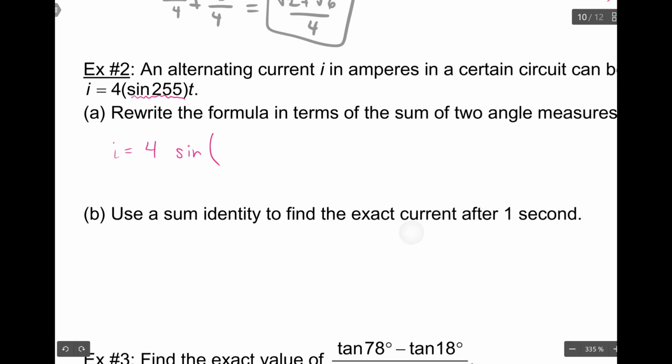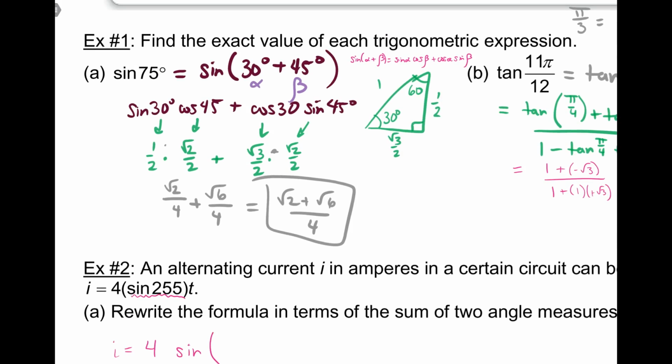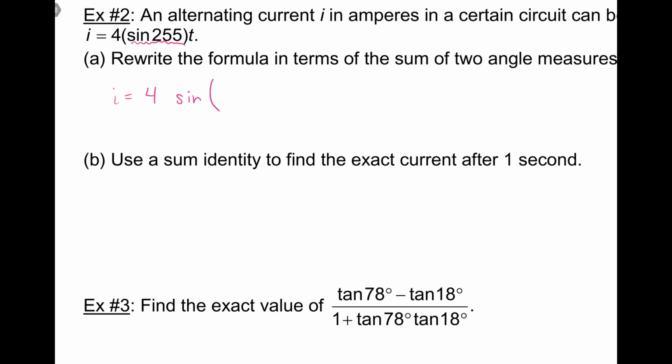255. So I could try 180, right? Because 180 I know that's pi, but then I'll have 180 and 75. I don't know 75. I mean, I just found it, but I want to only use angle measures I know. So let's see, I could use 210 and 45, because 210 has a 30-degree reference angle. Because 210 is going to be 30 degrees past 180, so the reference angle would be 30, so you know that one.